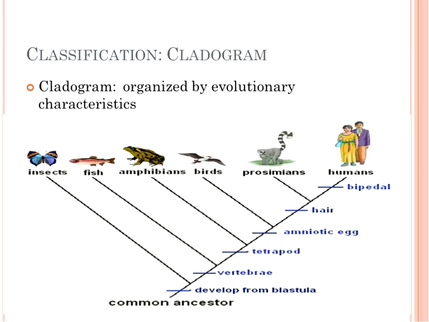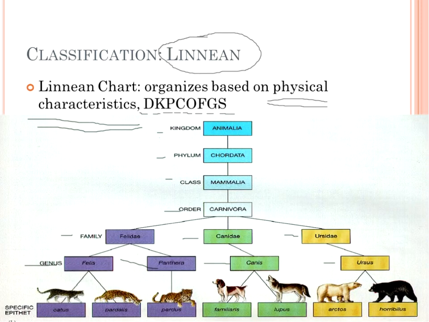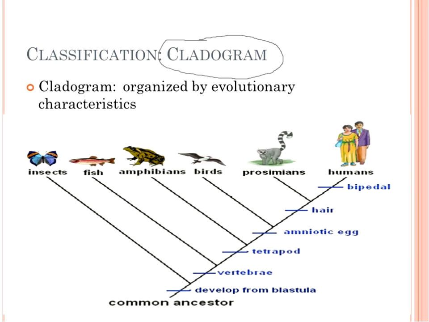The other way to organize animals is called the cladogram, or using cladistics or phylogeny to organize animals. Remember how the Linnaean taxonomy chart organizes things based off of just looking physically similar? Well, the cladogram organizes it based off of evolutionary characteristics. This one focuses on not only what's similar, but also what came first in its fossil record. So at the bottom is the common ancestor that all of these species, insects, fish, amphibians, ferns, simians, humans, all came from.